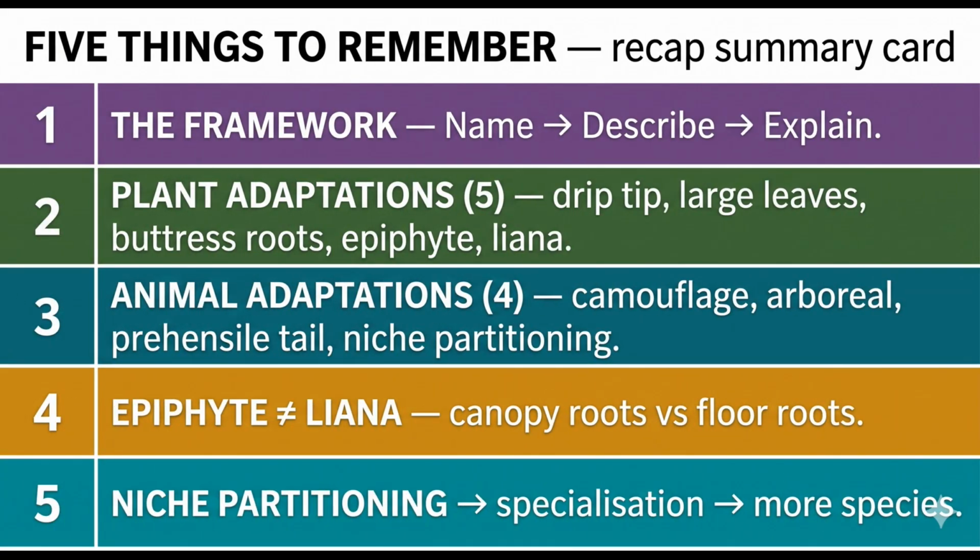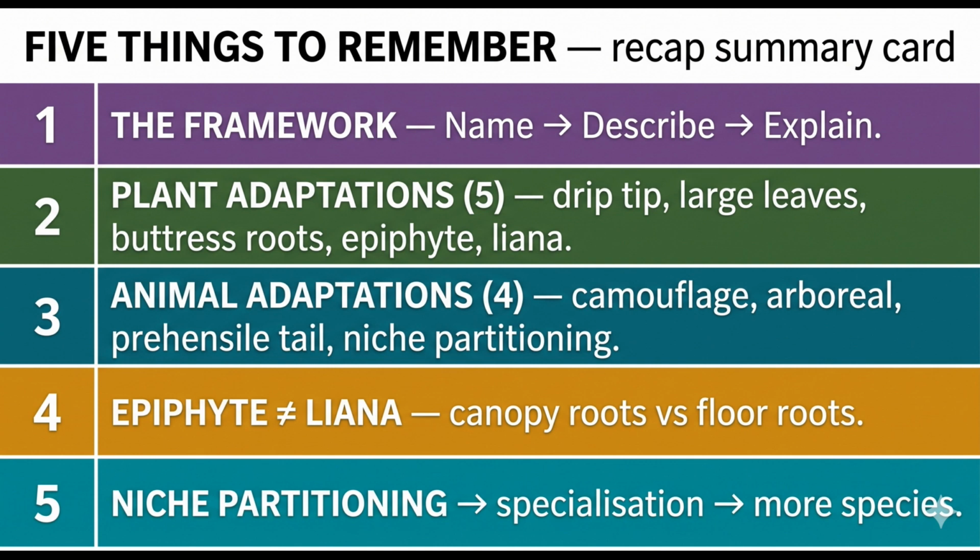5 things to remember. 1. The framework: name, describe, explain. Every adaptation question, no exceptions. 2. The 5 plant adaptations: drip tip, large leaves, buttress roots, epiphyte, liana. 3. The 4 animal adaptations: camouflage, arboreal lifestyle, prehensile tail, niche partitioning.